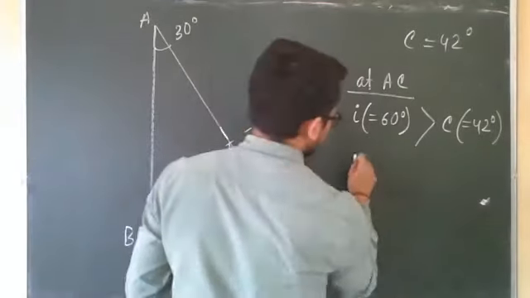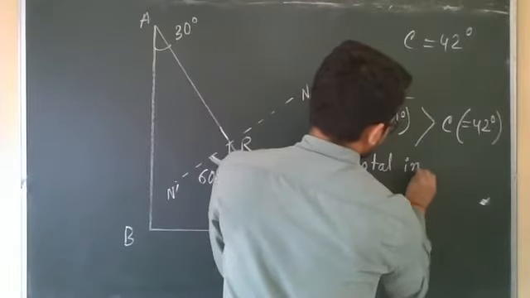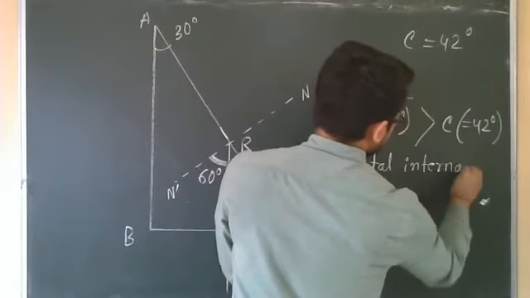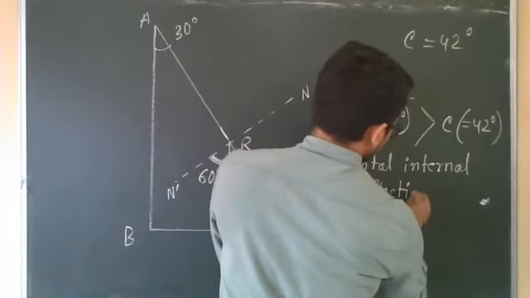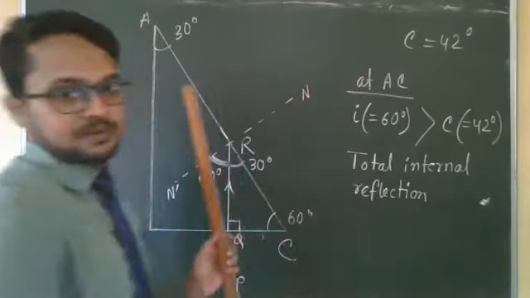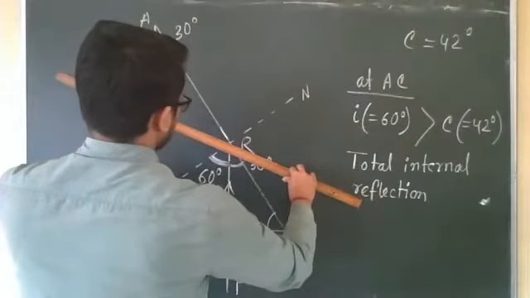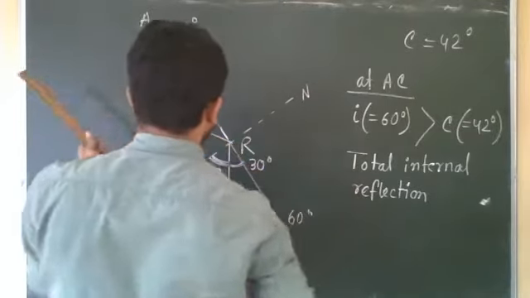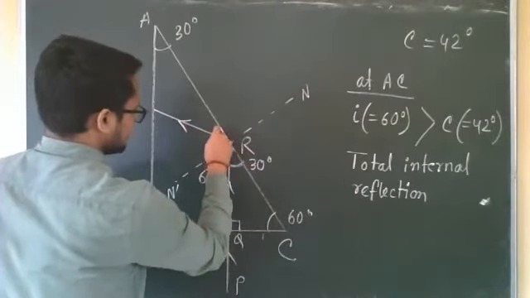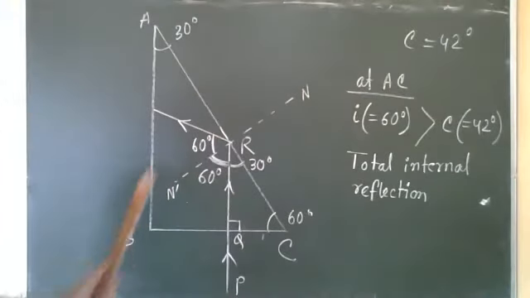So what will happen here at this surface AC? Total internal reflection will occur. That means surface AC will behave as a reflecting surface. Total internal reflection means it will reflect with the same angle, following the law of reflection, so this is also 60 degree.